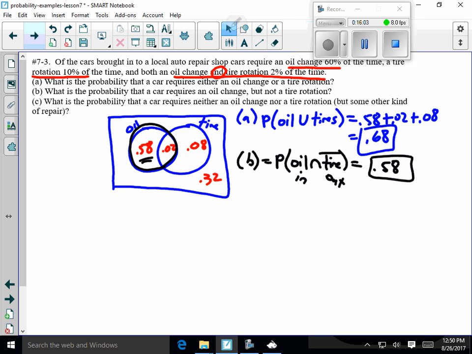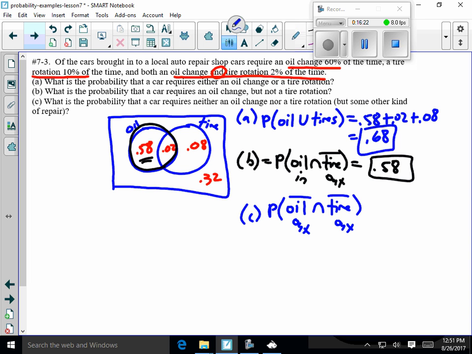Okay? And then the last one here says we want the probability that we require neither an oil change nor a tire rotation. So we could write it this way: not oil and also not tires. And that means we have to be outside the oil bubble and we have to be outside the tire bubble. And so that specifically is just this part right down here, the 32%. We've already computed that when we filled in our Venn diagram. Okay, so those are the three probabilities.